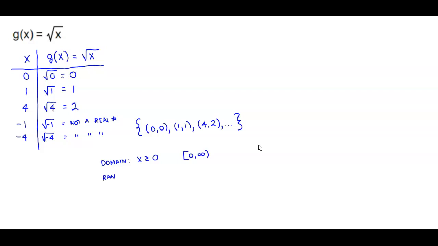Well, the range is all the y values, or g of x. And if you saw here, we started at 0 as well. And that means we're going to get the same thing. It's going to go from bracket 0 to infinity. Now let's take a look at what this graph would look like so that we can see how it matches with what we just did algebraically.